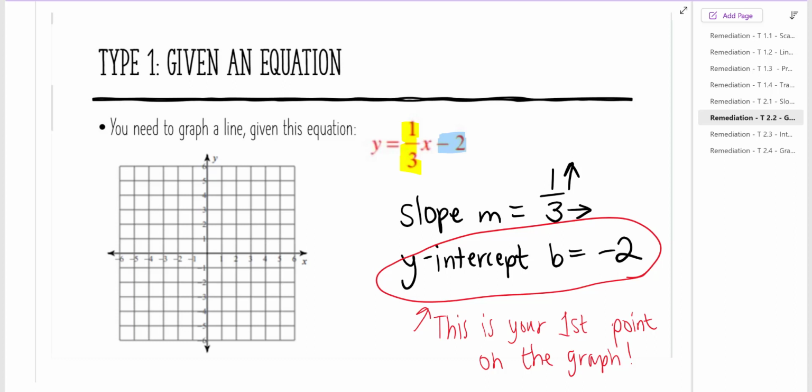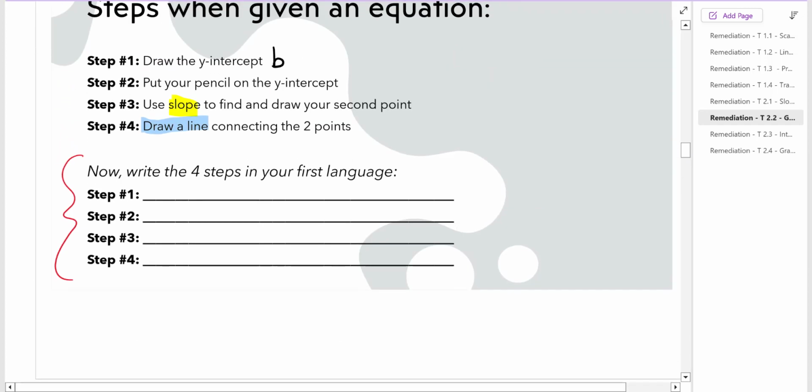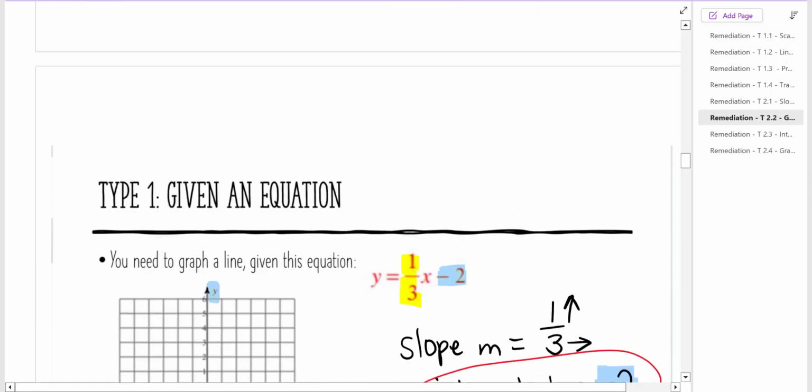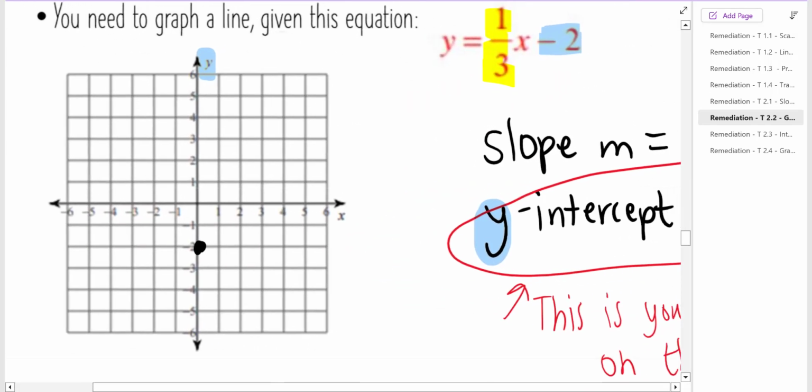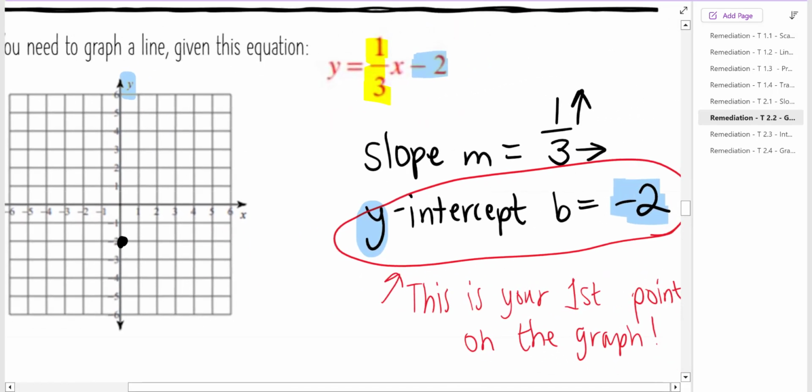So, just think, y, okay, and this is y. So, where is -2? ¿Dónde está -2? So, -2 is down here, okay? Now, remember, step 2 says, so we did the y-intercept, step 2 is put your pencil on the y-intercept and then use slope to find your second one. So your pencil should be on this point, so right here, and now we're going to use slope.